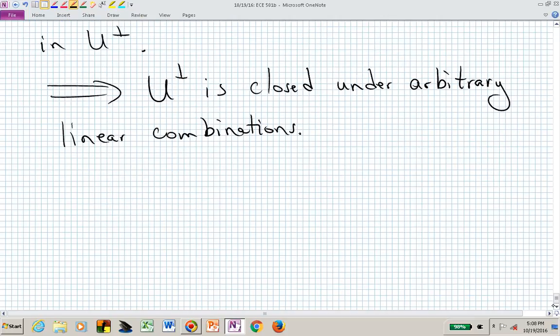Now, what else do we have to have for it to be a subspace? We need it closed under addition, closed under scalar multiplication. That's our arbitrary linear combinations. That's contained in that phrase. But to be a subspace, it has to have the zero vector, doesn't it? But what do we know about the zero vector and its orthogonal properties? It's orthogonal to everything, everything.